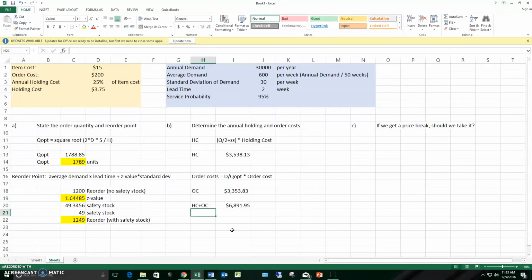So far, so good. So now we have this little twist where the vendor comes back and says, well, if you order 2,000 units at a time, and I didn't write that in here, but we're going to say we have to order 2,000 units to get a price break. And that price break is $50 per order.